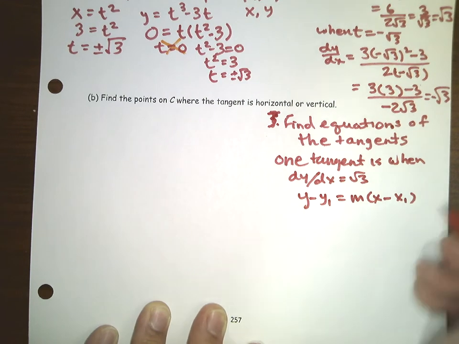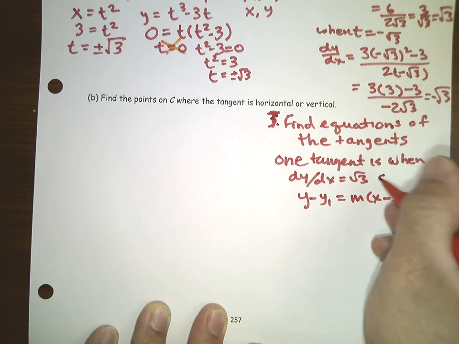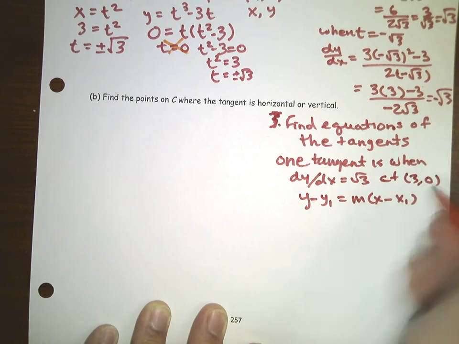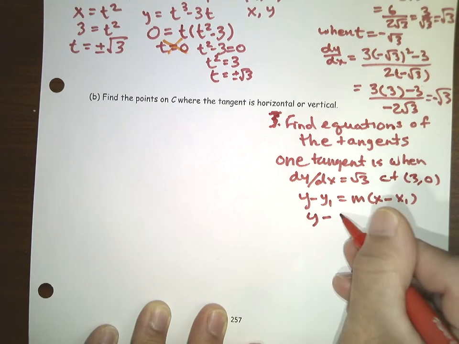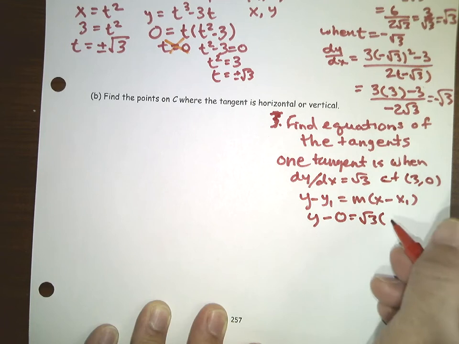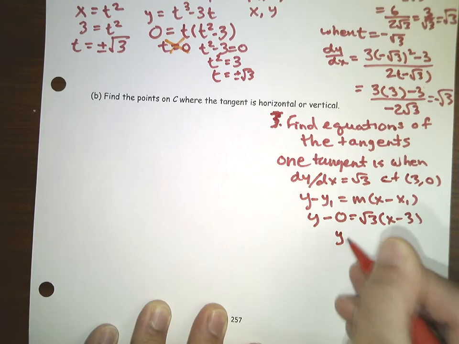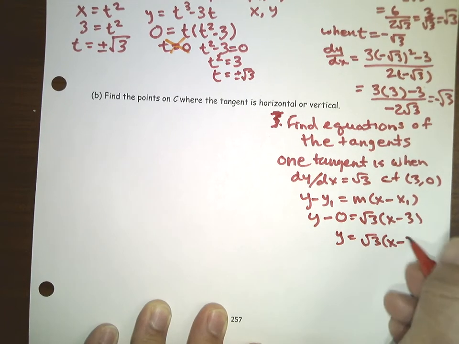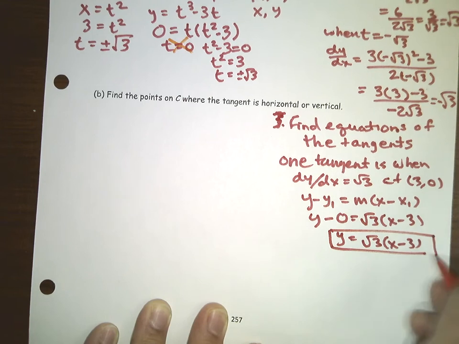So the point was at (3, 0), right? So we have y minus 0 is square root of 3 times x minus 3, or y is square root of 3 times x minus 3. What a time to be alive.